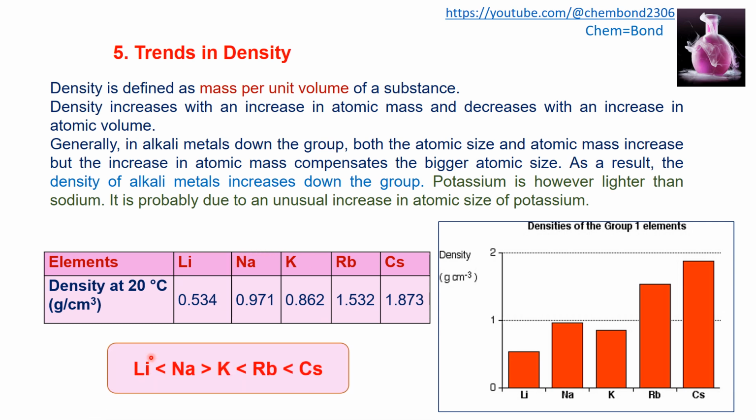So its trend is that lithium will have lower density and cesium will have higher density. But in case of potassium, the density of sodium will be higher than potassium, and potassium density will be less than rubidium. So here the sign will be different for potassium.